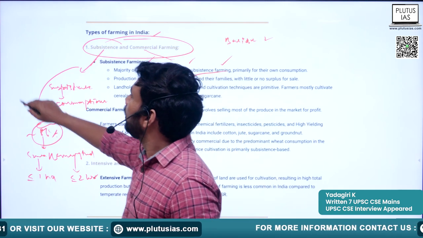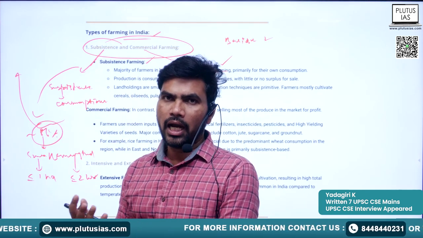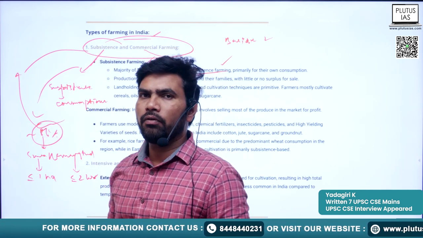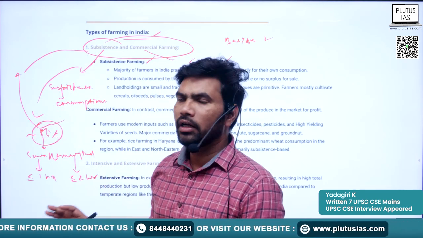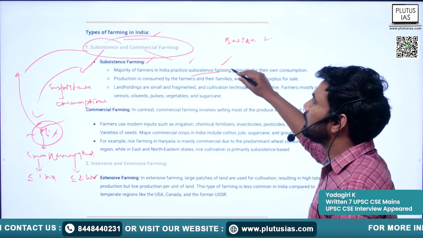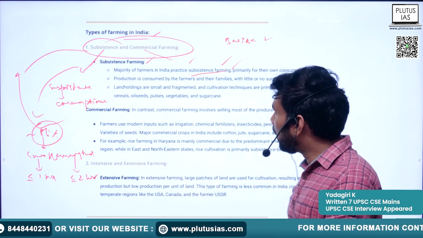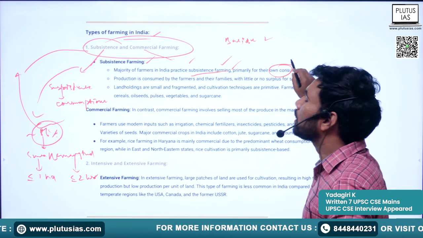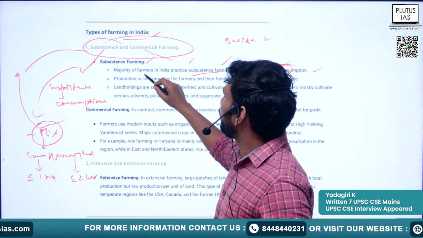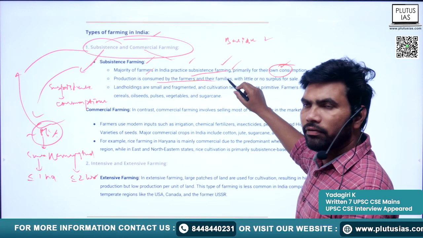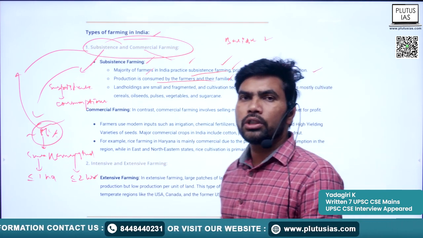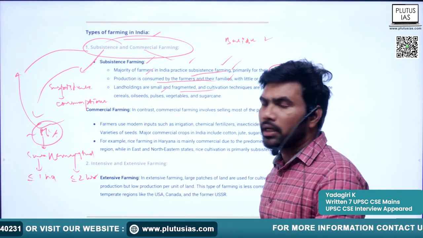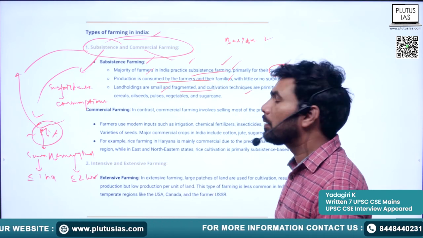This is because they have very little land at their disposal. So only subsistence farming is possible for those kinds of farmers, right? Because of this reason, the majority of the farmers in India are practicing subsistence farming primarily for their own consumption, right? So production is consumed by the farmers and their families with little or no surplus for sale. Land holdings are small and fragmented, and cultivation techniques are primitive.